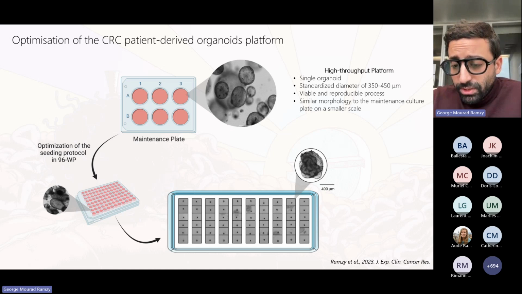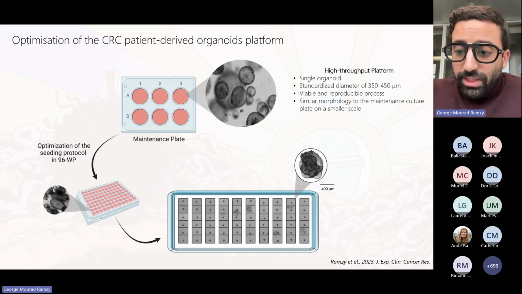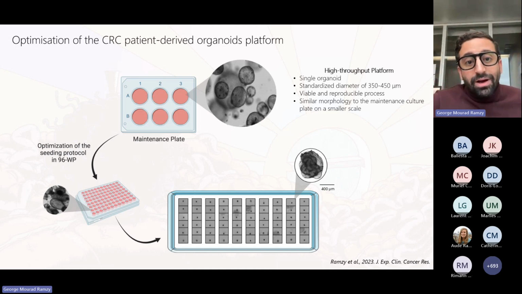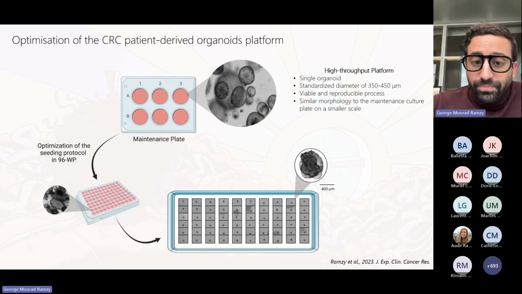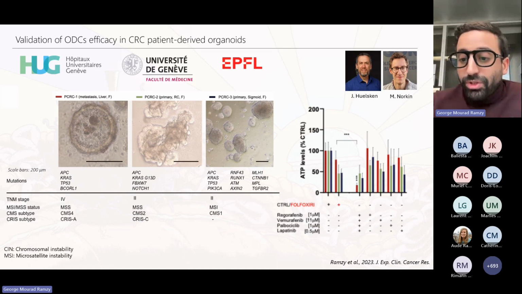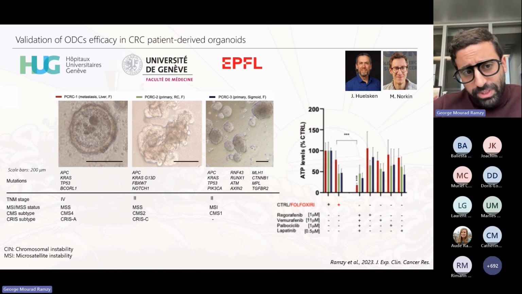And each well contains one single organoid. The seeding method is reproducible, and it has also been validated for other tumor types, not only colorectal cancer, colon cancer. So once we optimized this, we wanted to see how it would go with the treatment. So these are representative images from organoids of 3 different patients that we obtained. One from metastasis, colon metastasis in the liver, and 2 primary colon.